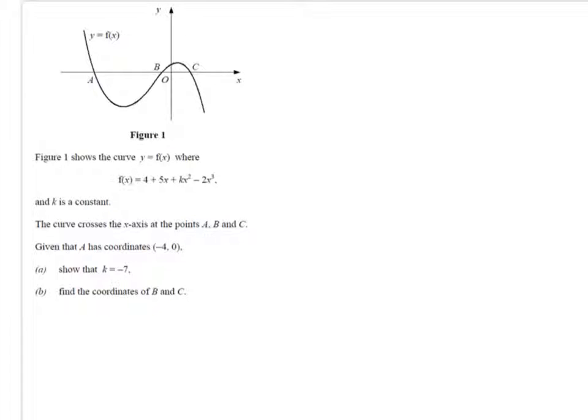Core 2 Progress Test Question 3. Figure 1 shows the curve y equals f(x), where f(x) is 4 plus 5x plus kx squared minus 2x cubed. k is a constant and the curve crosses the x-axis at points A, B and C. Given A has coordinates of minus 4, 0, show that k equals minus 7.